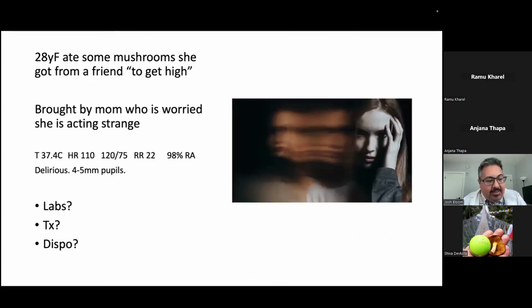So I want to give another case, and we'll proceed with some other types of mushrooms. A 28-year-old who ate mushrooms to get high, so this is a recreational use of mushrooms, but she was brought in by her mother. You can see that, by exam, she has a tachycardia, a little bit of tachypnea, and has dilated pupils.